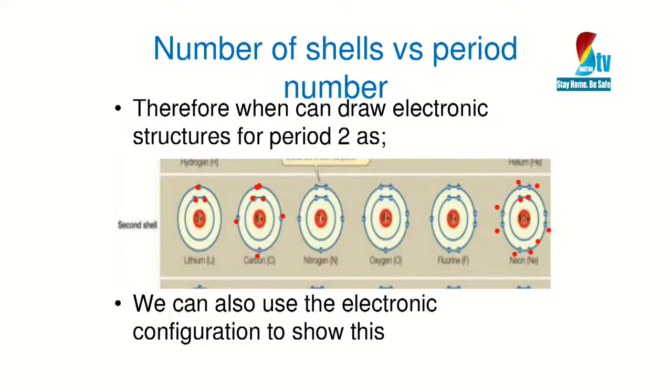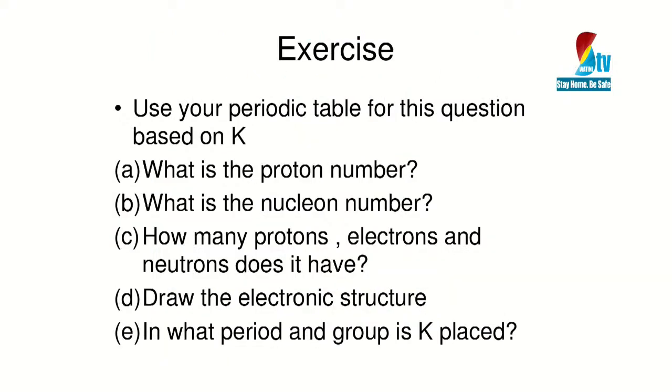I hope you note that for the first time now, we're seeing 2 shells which are full. You can also write this in terms of an electronic configuration, whereby we'd say 2, 1, telling you that we have 2 shells. The first one has 2 electrons, the second one has 1, and here we can have 2, 8, telling you that the first shell has 2 electrons and the second one has 8. Please note that all these elements have only 2 shells, hence this is why we say they are in period 2, dear learner.